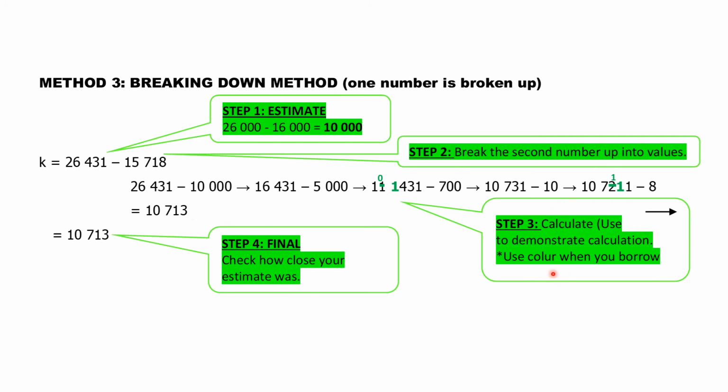And also important to remember, use color when you've borrowed. This helps us indicate where you have borrowed. And then the final step is to rewrite the whole answer out below. So the final answer is 10,713. We then go back to our estimate and see if it was close. And in this case, it was close.